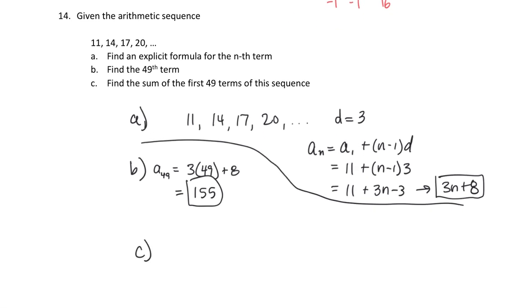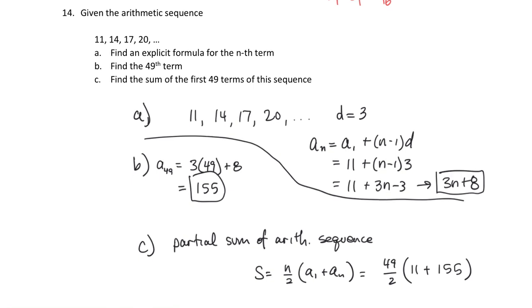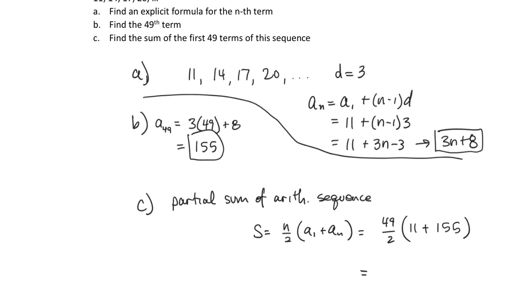Now for part C, the sum of the first 49 terms of the sequence, so it's a partial sum of an arithmetic sequence. The partial sum of an arithmetic sequence on the formula sheet would be this formula. So we're adding 49 terms, so it's 49 divided by 2. The first term in the sequence was 11. The 49th term was 155. So you plug that into a calculator, you're going to get 4,067.